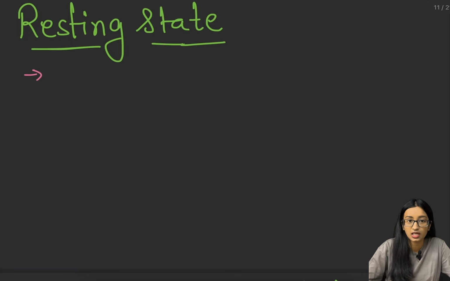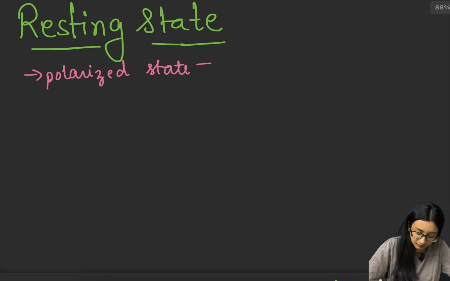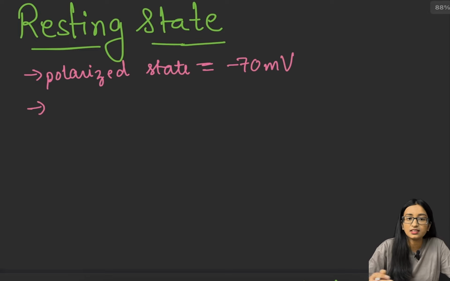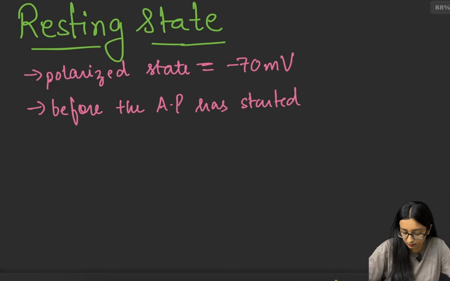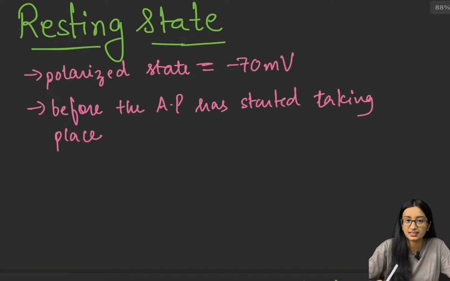In the resting stage, the potential inside is minus 70 millivolts. That is why it is called the polarized state. It is the stage before the action potential has started taking place. And inside there will be negativity, as there is minus 70 millivolts.